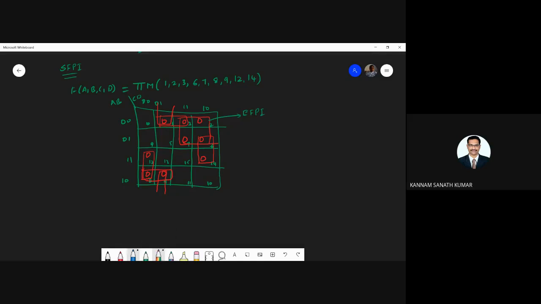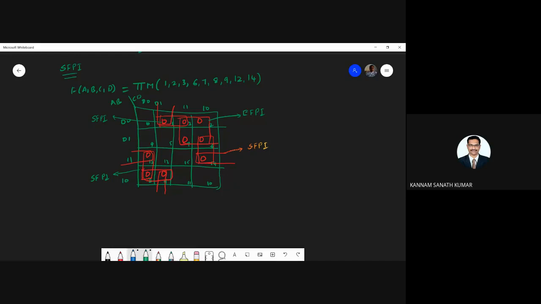And here, you can combine these two zeros and make one pair. So what is selective false prime implicant? This is nothing but either redundant false prime implicant or selective false prime implicant. So this is nothing but selective false prime implicant. Next, this is also one selective false prime implicant. So this pair is also one selective false prime implicant.